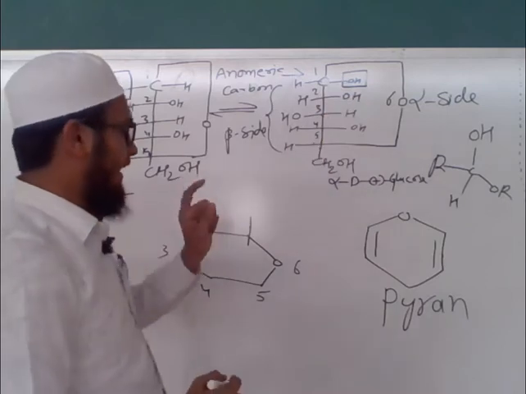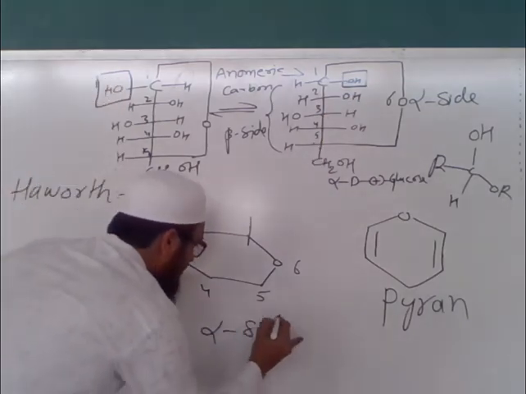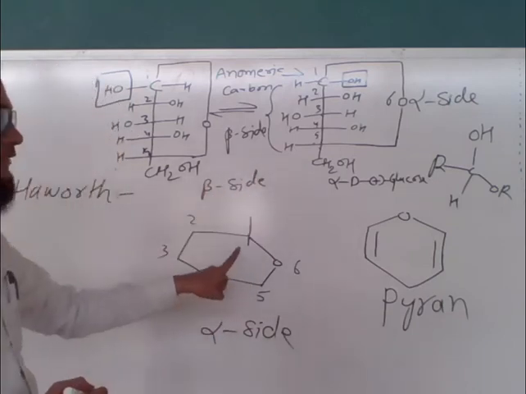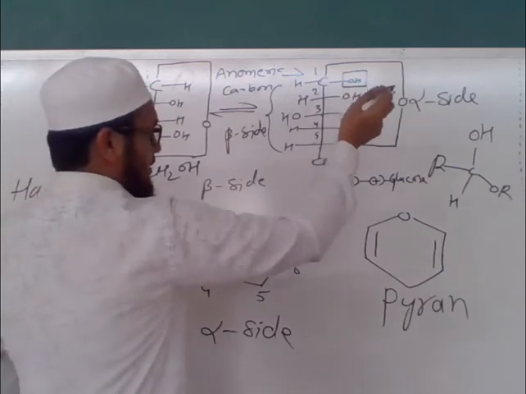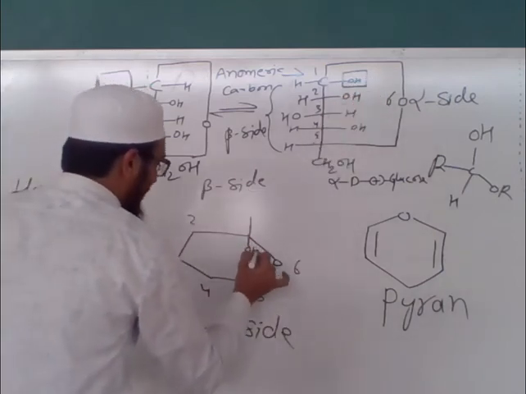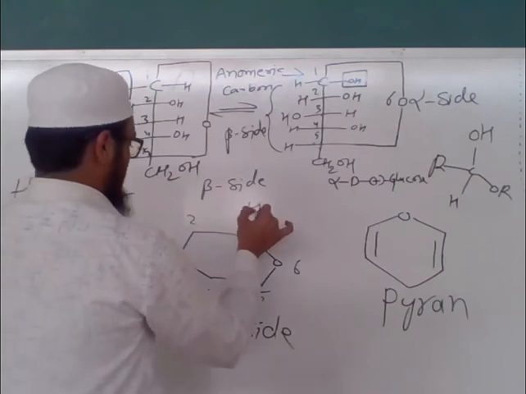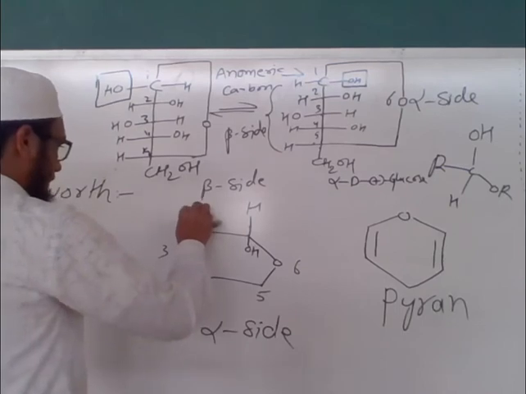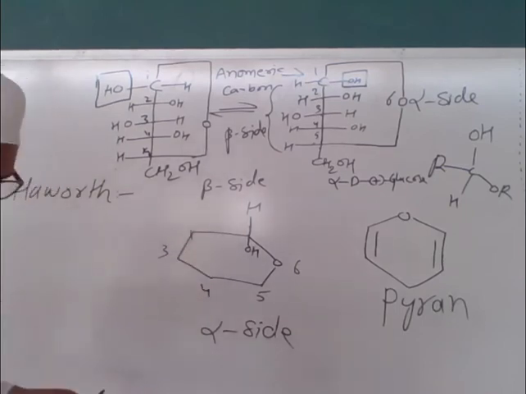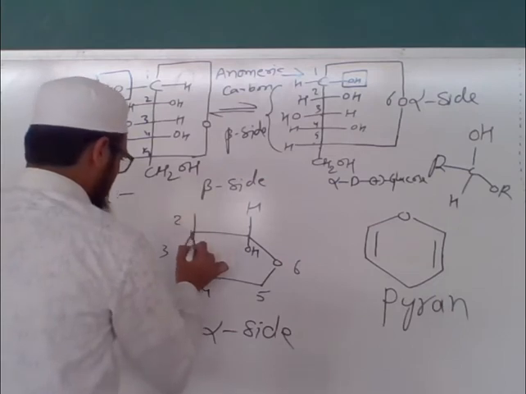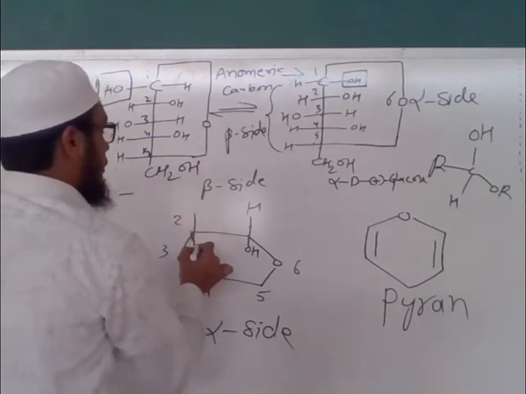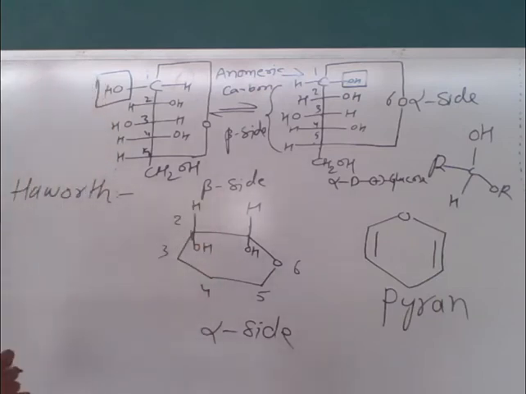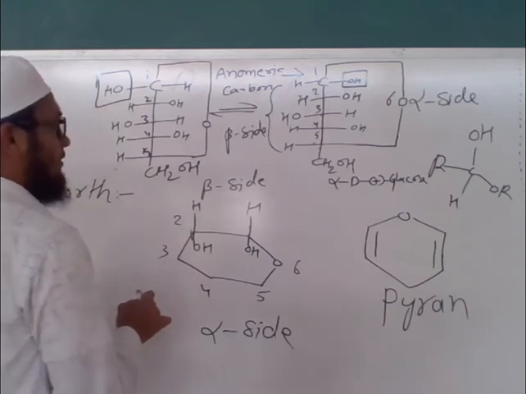The OH is towards the alpha side. So the alpha side is down. This is our alpha side, and above is the beta side. So whatever is present at the alpha side will be written at the alpha side. This OH is towards the alpha side. Let me write OH. Above that, hydrogen. Now at carbon number 2, what is present? At carbon number 2, the OH is below and the hydrogen is above. Then where will we go? To carbon number 3.